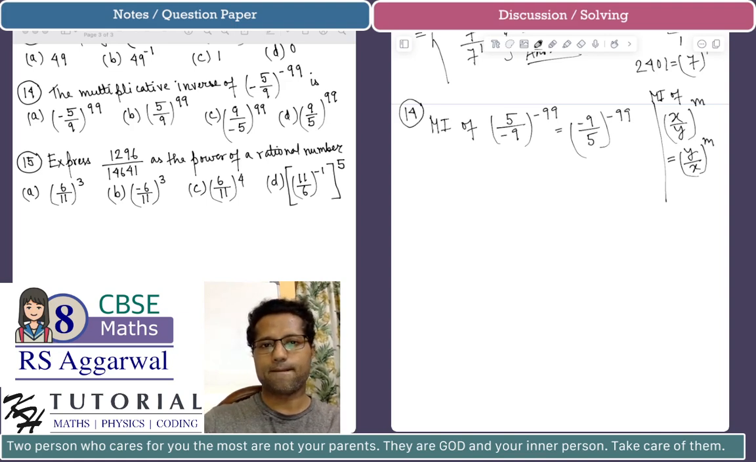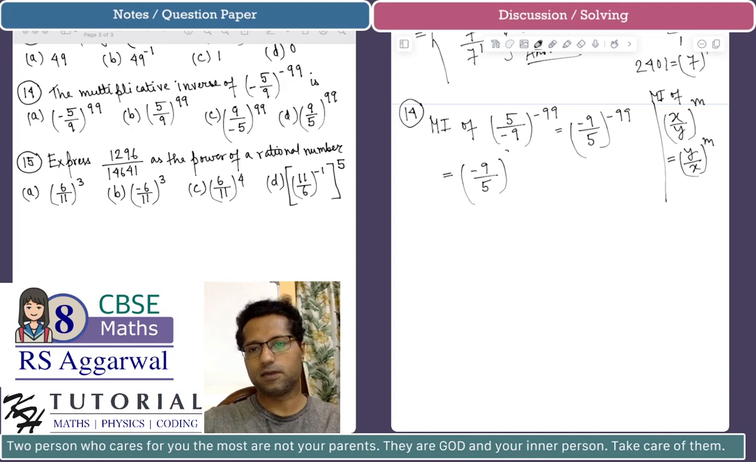Now you should be very careful about what choices are given. In the choices, the power is 99 everywhere, but we have the power minus 99. If I want to make the power 99, what do I have to do? This is where some trick will be required. I know that minus 9 by 5 to the power minus 99 can be written as the power 99 multiplied by minus 1.